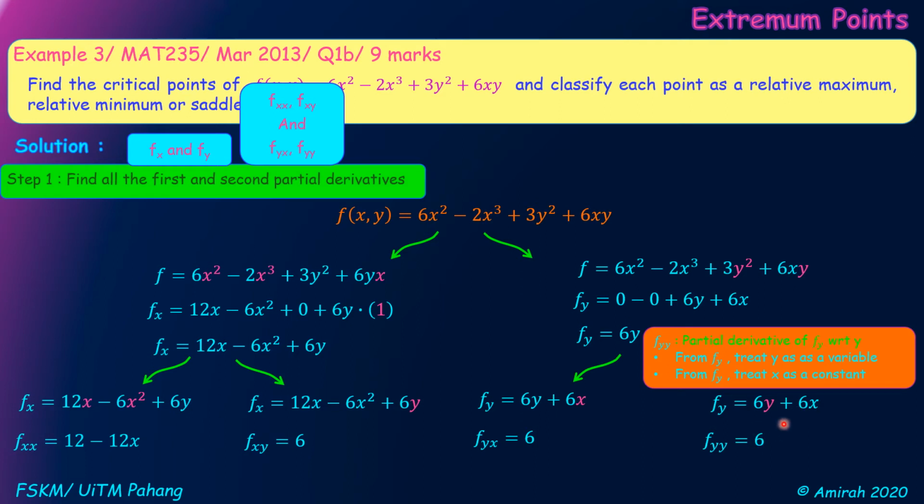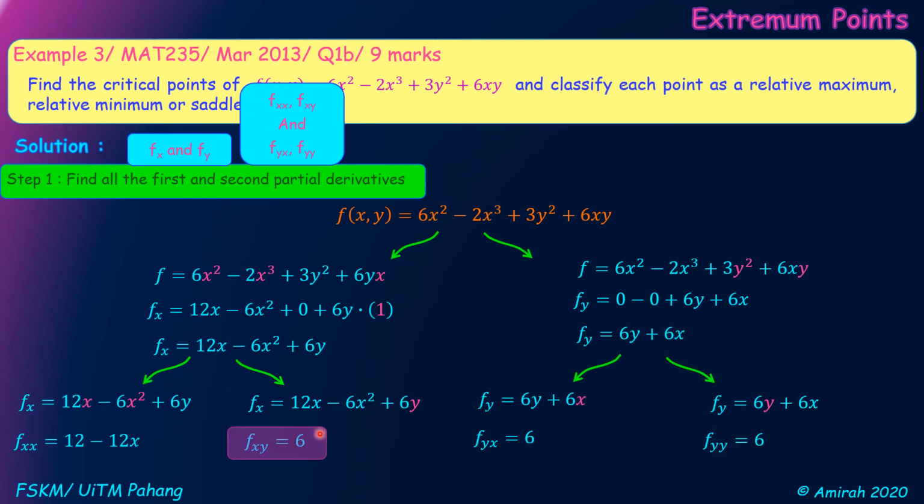And then when we differentiate 6x, x is a constant. So 6x is also constant. When we differentiate a constant, the answer equals 0. So we have plus 0 here, but no need to write.